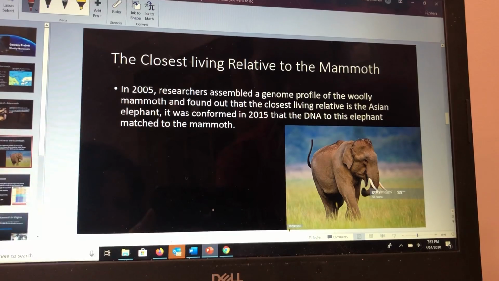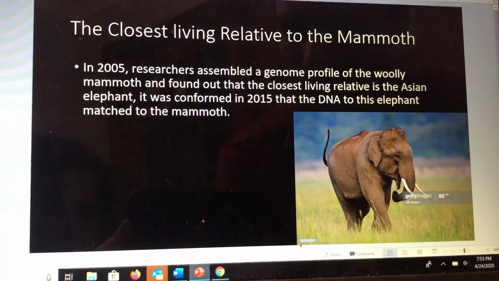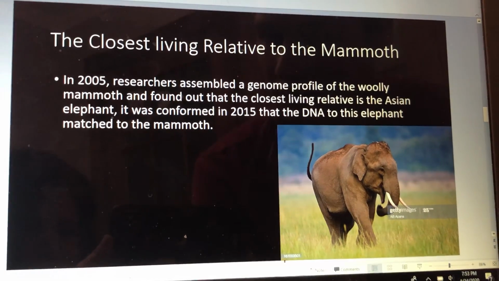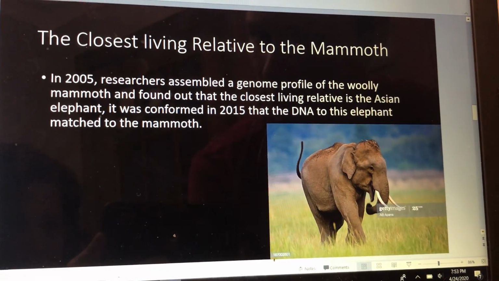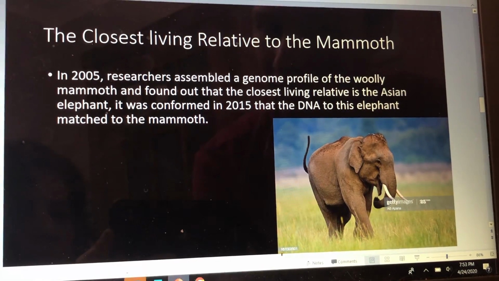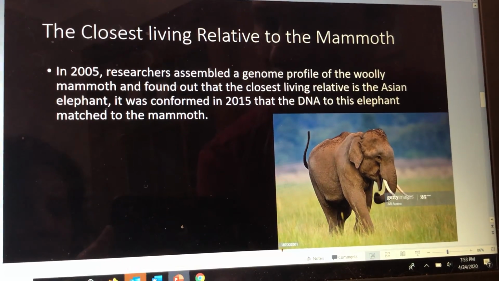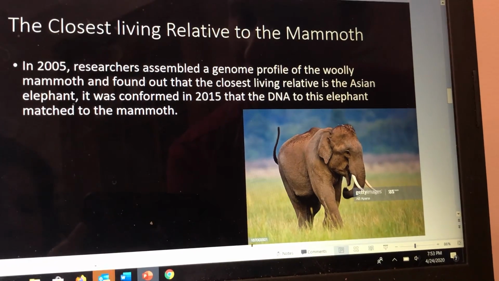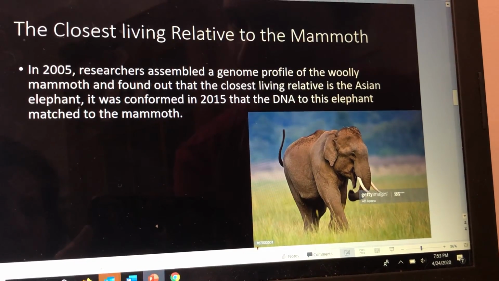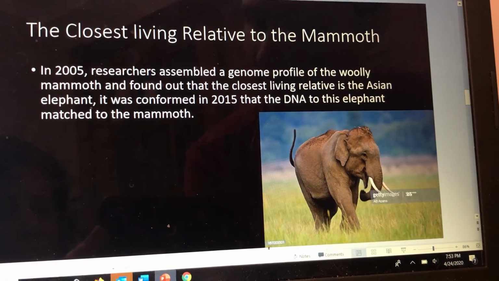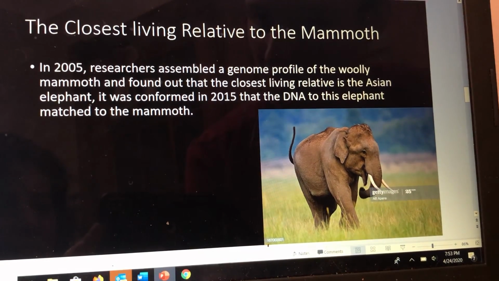Moving on. The closest living relative is actually the Asian elephant. In 2005, researchers assembled a genome profile of the woolly mammoth and found out that the closest living relative is the Asian elephant. It was confirmed in 2015 that the DNA of the elephant and the mammoth were a match. An Asian elephant.